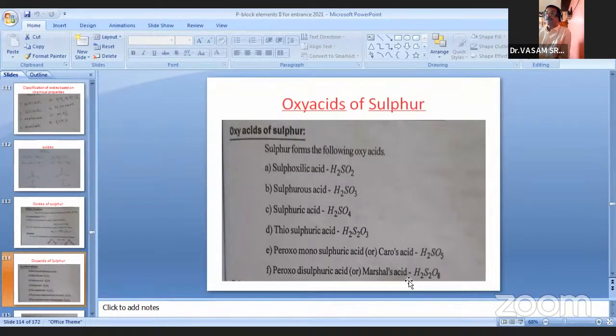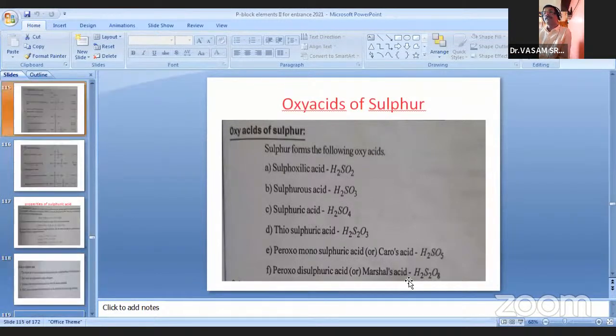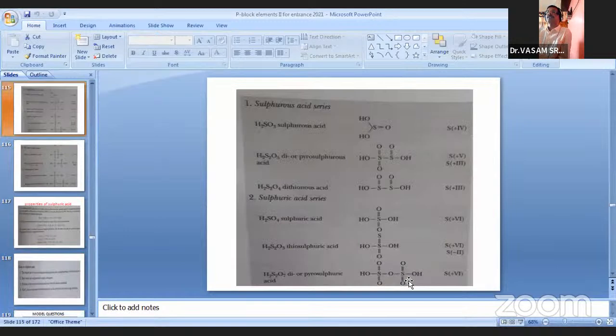Actually, in the sulfur oxyacid list, 10 acids are there. Out of the 10, 3 to 4 acids are very important. You see the structures of sulfur oxyacids. The first group is the ous acids, the sulfurous acid series. The first series is the ous series.